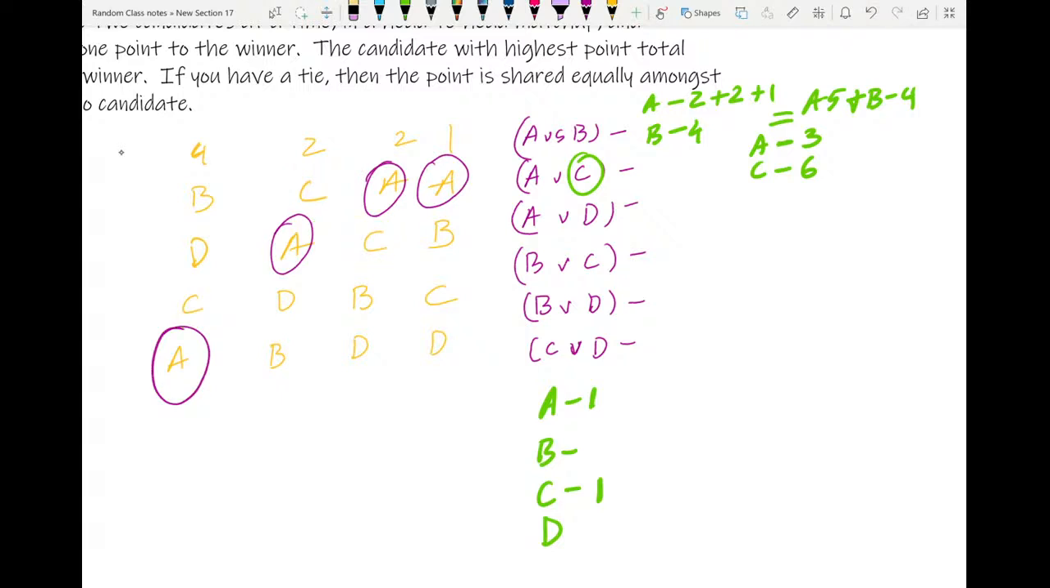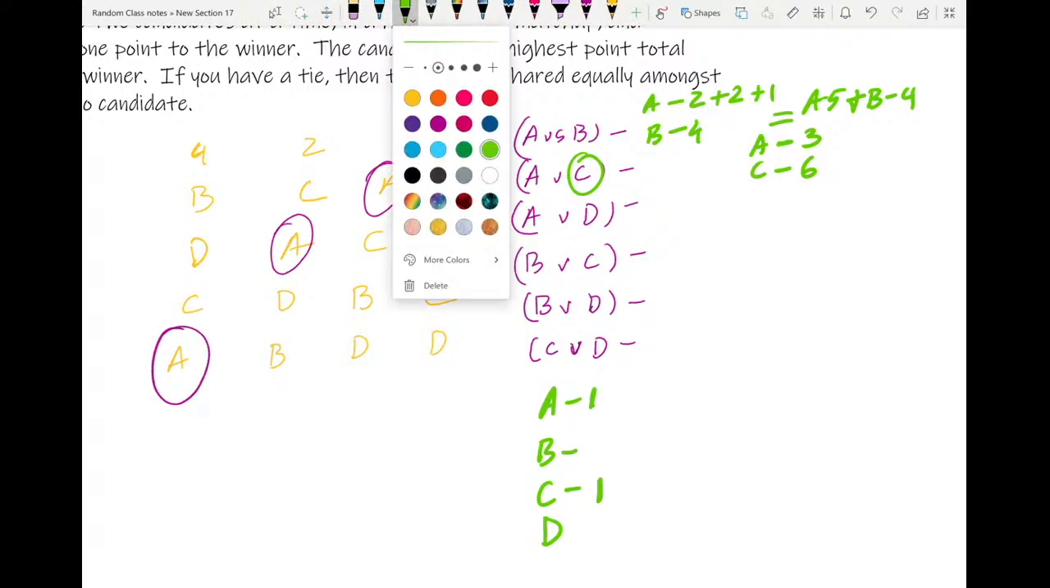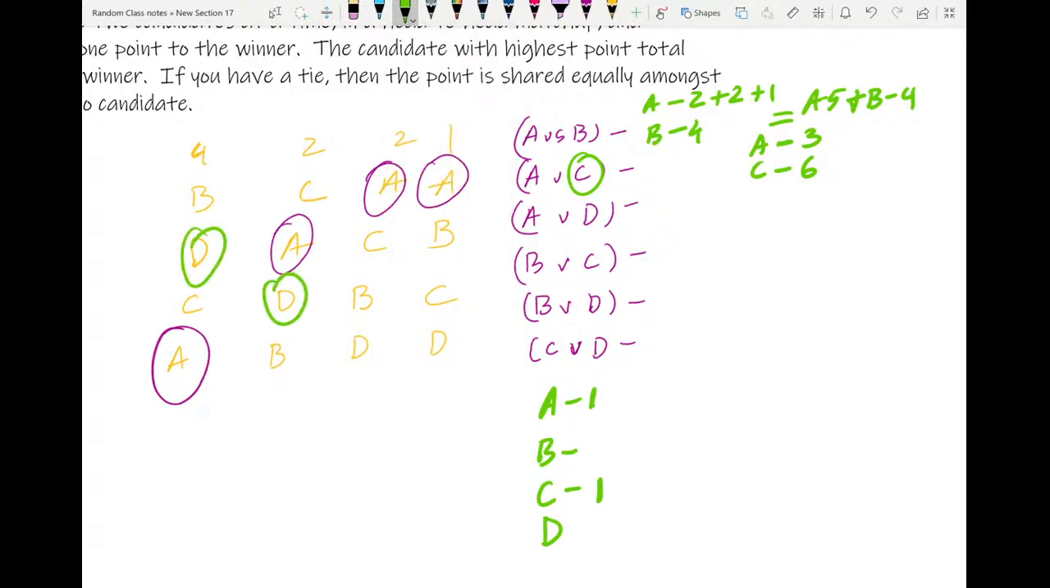We're going to compare A with D. Right away we see that D gets 4 and A gets 5. So the winner is A right away. So now I could speed up a little bit. So A gets another point.